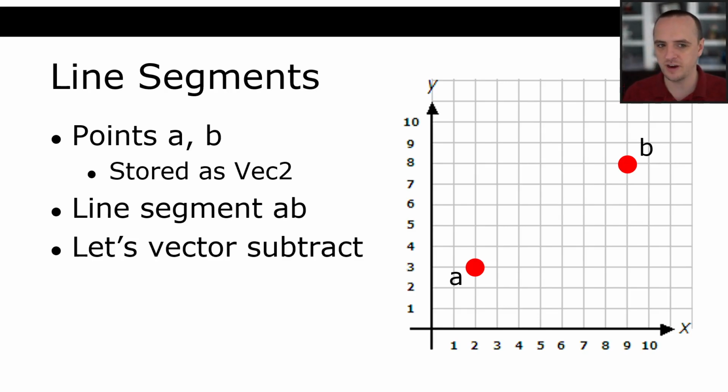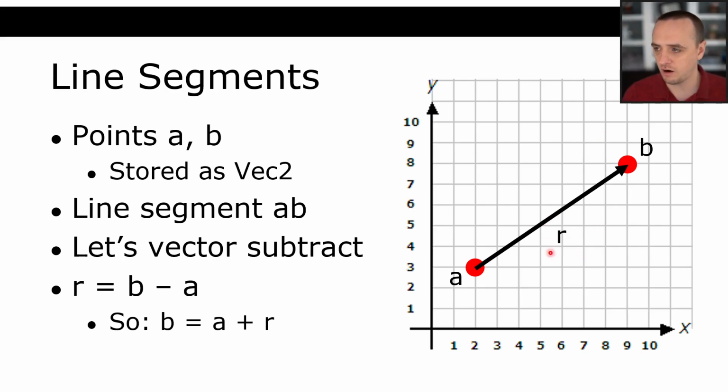Let's try some vector subtraction. If we take R, which is equal to B minus A, we've seen this before. We're taking destination minus source. So R represents the line segment or the vector which goes from A to B. So B is going to be A plus R. We already know this. This is pretty basic vector math.